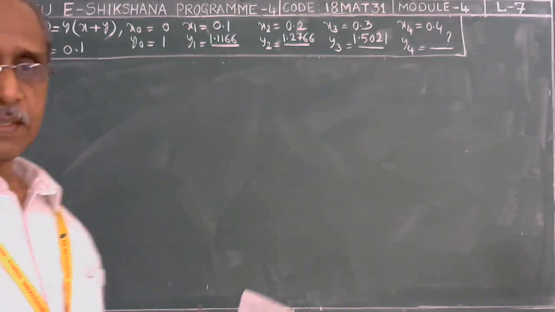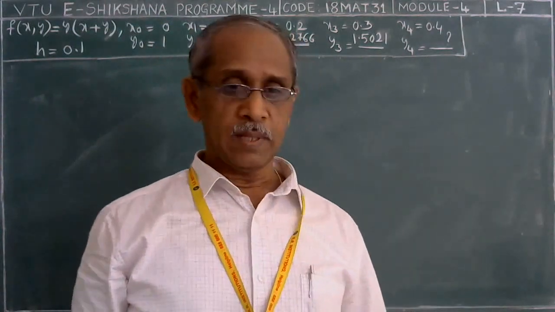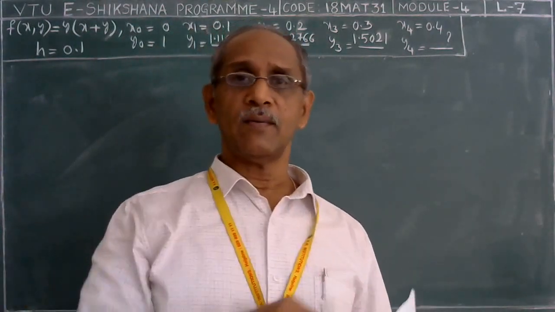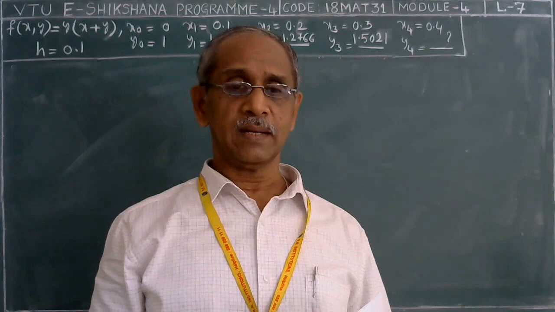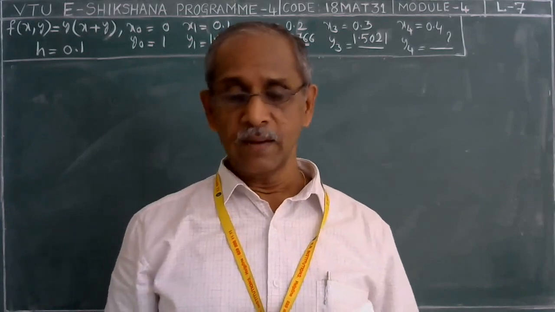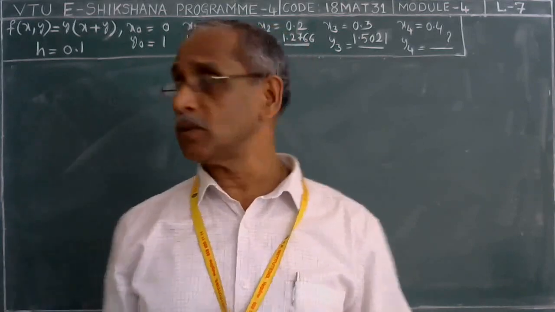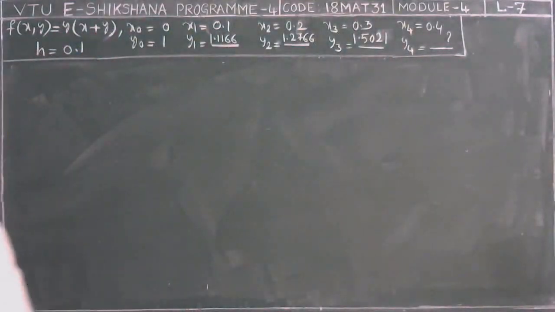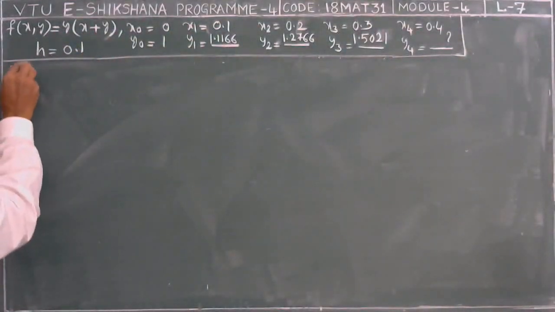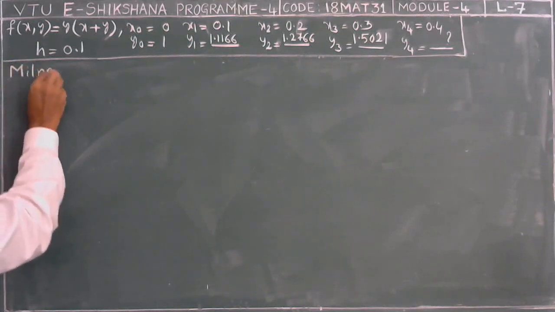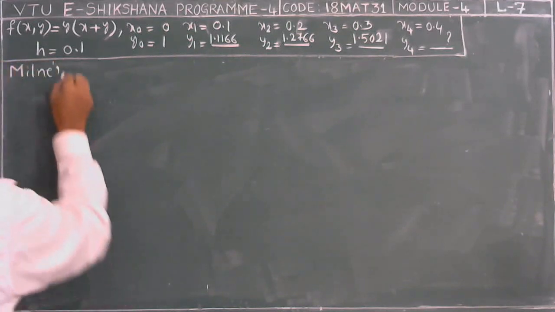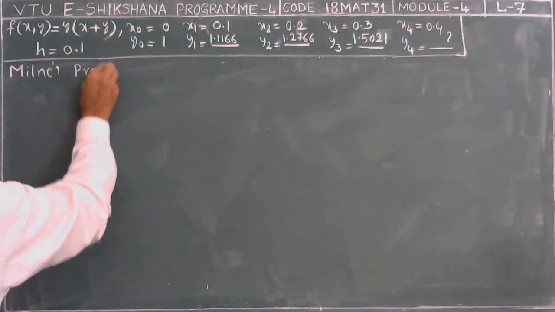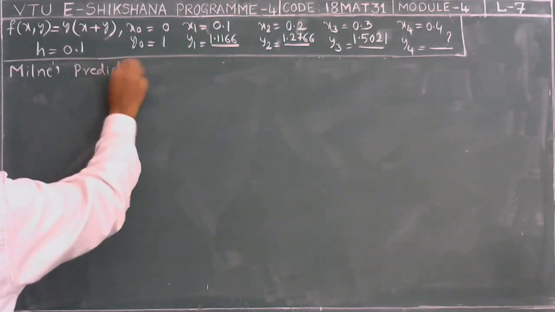y dash is x into y plus y square. So take y outside as a common factor: y into (x plus y). y dash is equal to f of x comma y, so f of x comma y is y into (x plus y). Okay. So Milne's predictor formula.